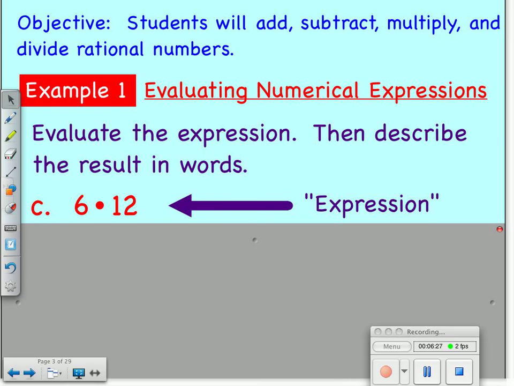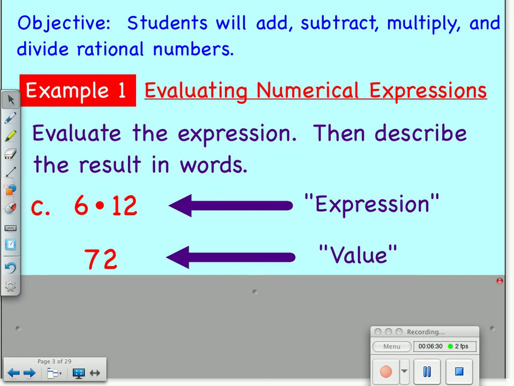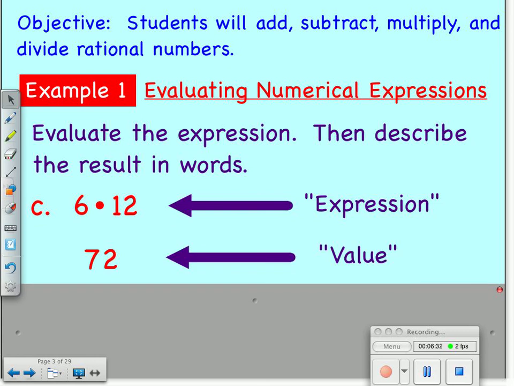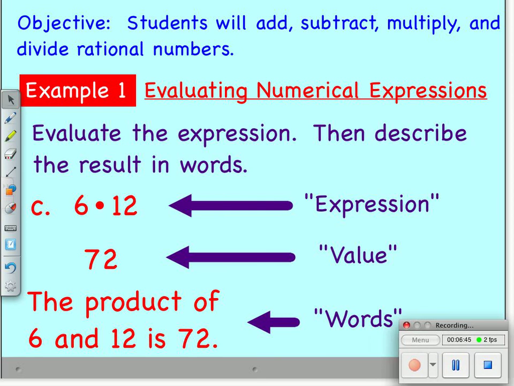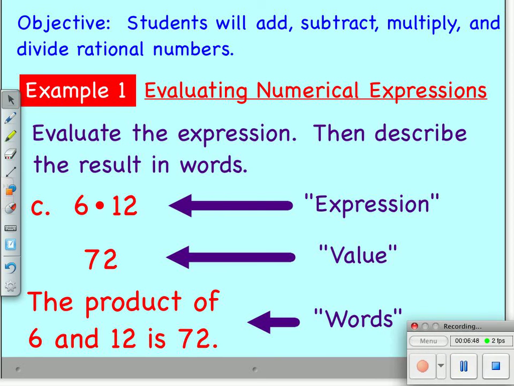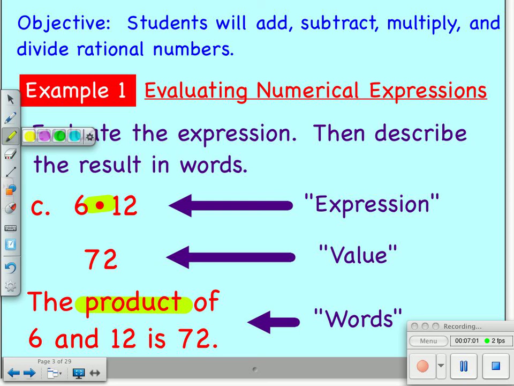First, we evaluate the expression by giving the value of it. The value of 6 times 12 is 72. And then we put it into words. The product of 6 and 12 is 72. Again, I'm sure you can tell by the pattern here, I want you to pay special attention to this vocabulary. We're looking at the operation, which is multiplication, and the word that we use when we're talking about the value of a multiplication problem is product.